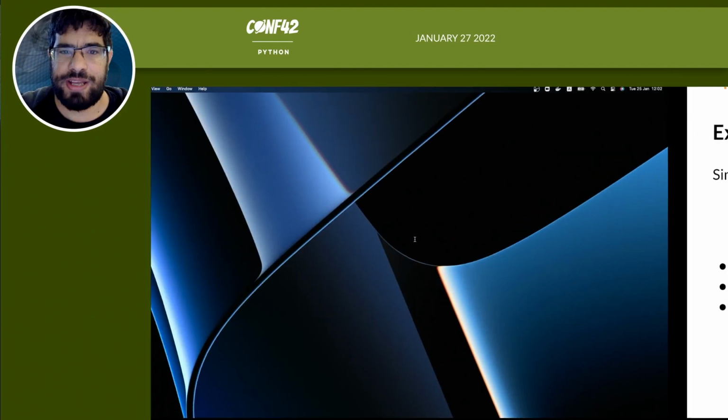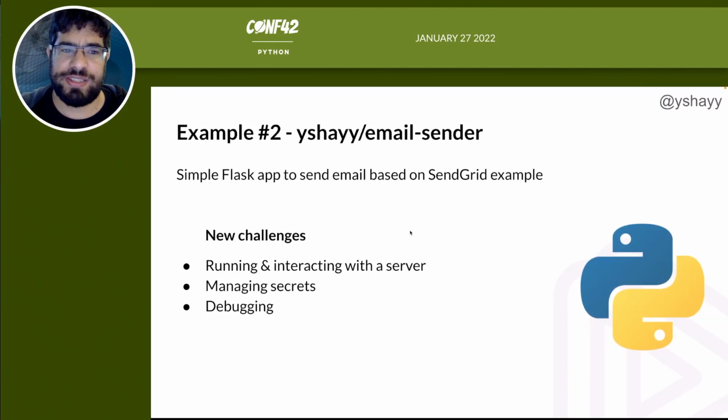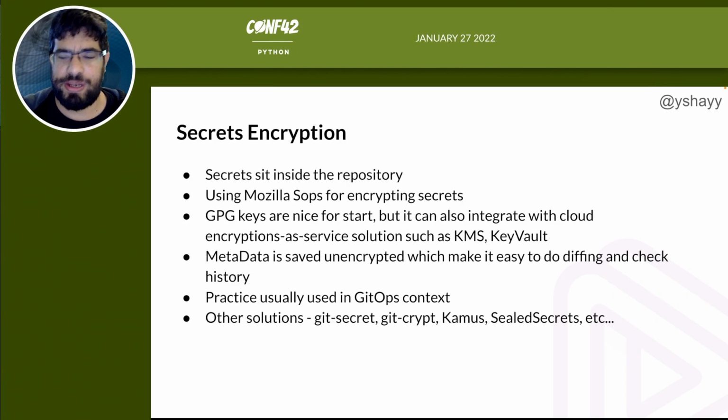Okay, so that was another challenge. If we go over what we saw here, basically we saw secret encryption. We use Mozilla SOPS for encrypting the secrets. I'm using it with a GPG key, but actually it's much more powerful. It can also connect to other encryption-as-a-service solutions, such as KMS of AWS or HashiCorp Key Vault.